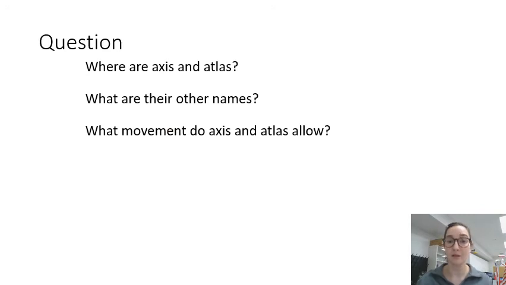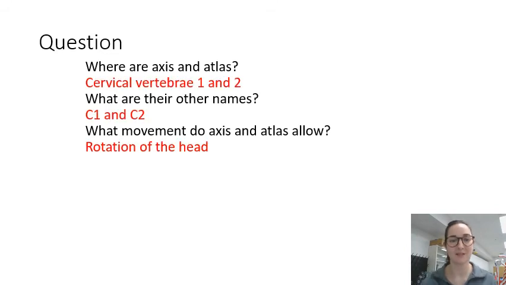All right, where are the atlas and the axis? What are their other names? And what movements do they allow? All right, so the answer is those are your first 2 cervical vertebrae, atlas and axis. Their other names are C1 and C2. So atlas is C1, axis is C2. The movement that they allow is rotation of your head. Just the ability to move your head from side to side is because of the way that the atlas and the axis fit together.